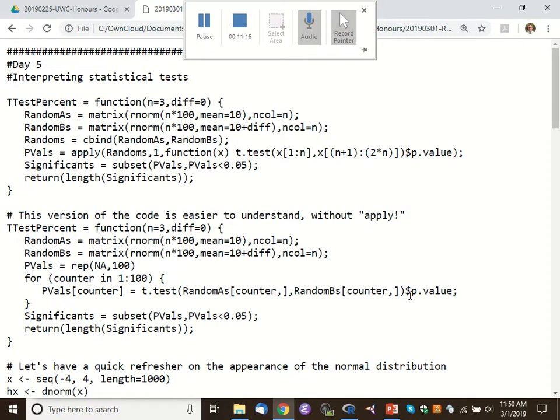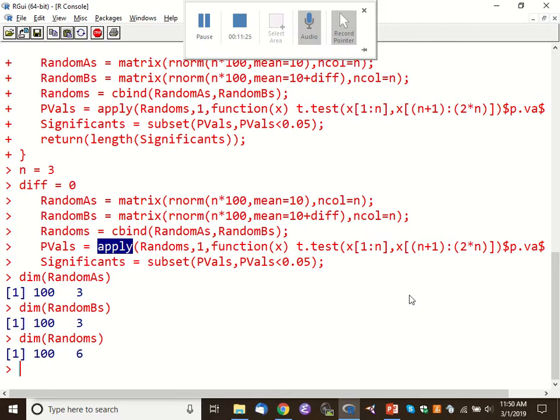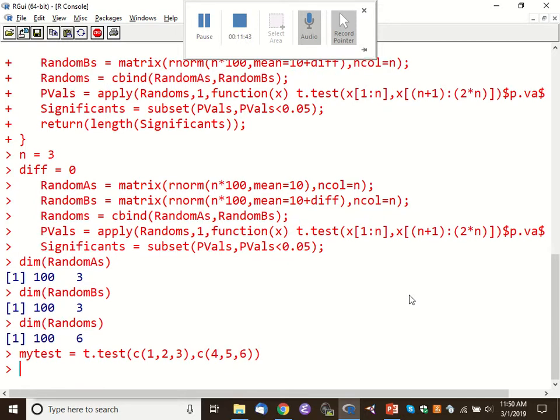So the t-test returns a list, and one of the values within that list is a p-value. We can look at that a little more slowly. If I do, I'm going to call my test equals t.test of c(1, 2, 3) versus c(4, 5, 6). This is a t-test where I'm comparing the values 1, 2, and 3 to 4, 5, and 6. The values don't really matter here.